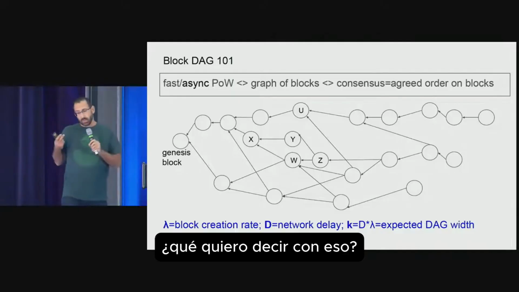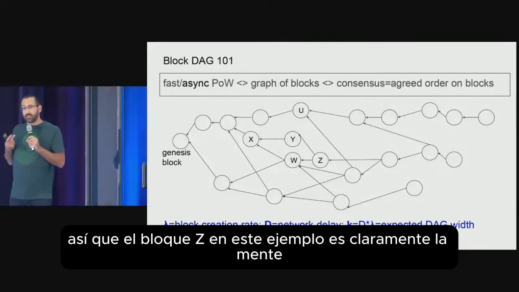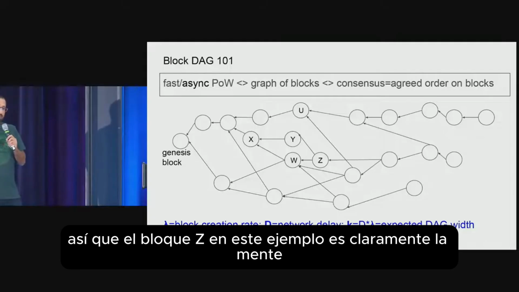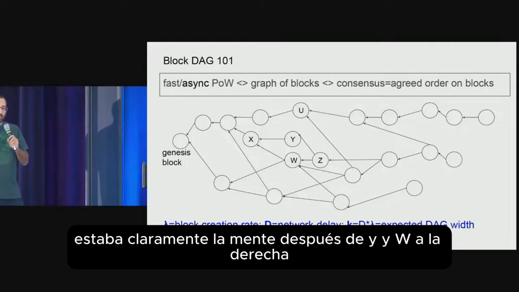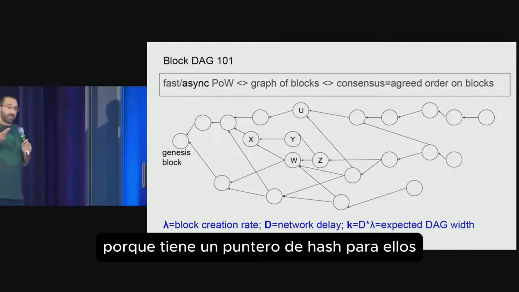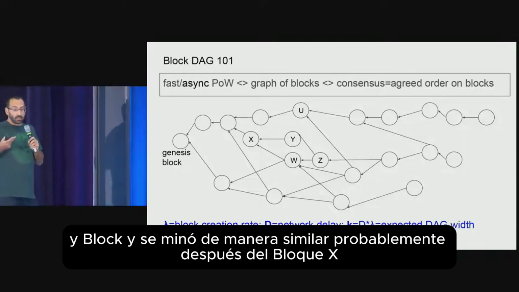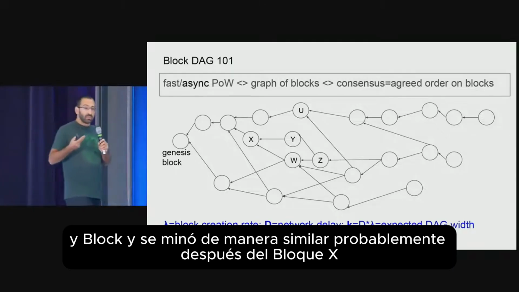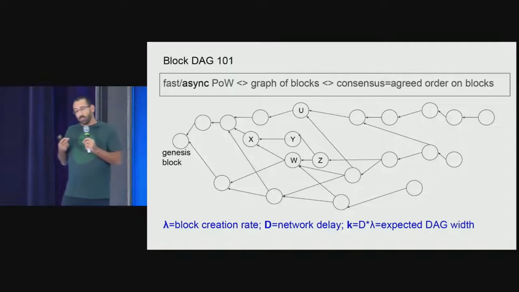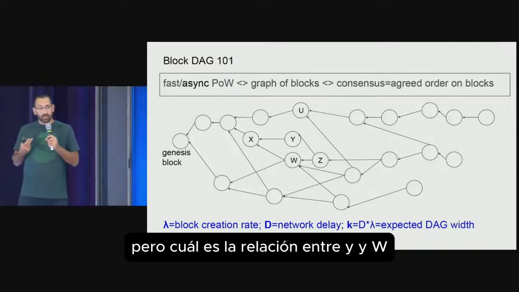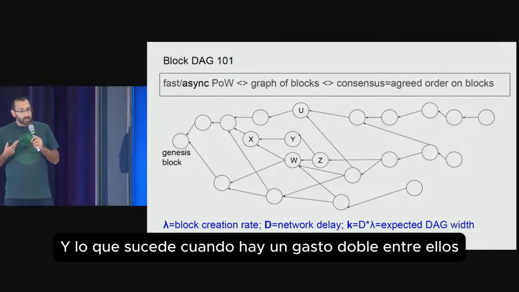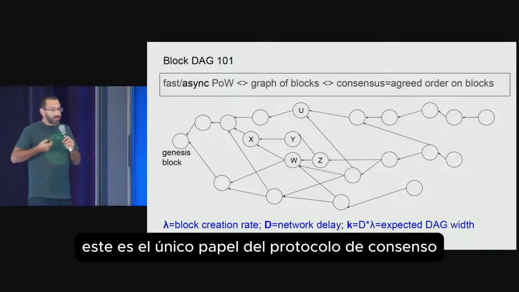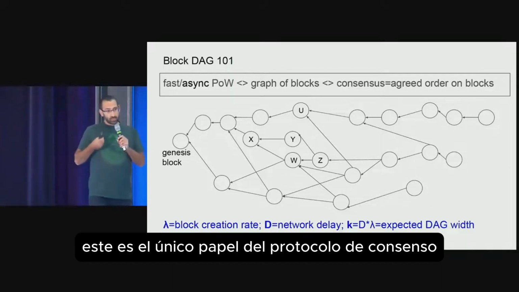What do I mean by that? Block Z in this example was clearly mined after Y and W, right? Because it has a hash pointer to them. And block Y was similarly mined provably after block X. But what is the relationship between Y and W, and what happens when there's a double spend between them? This is the only role of the consensus protocol.